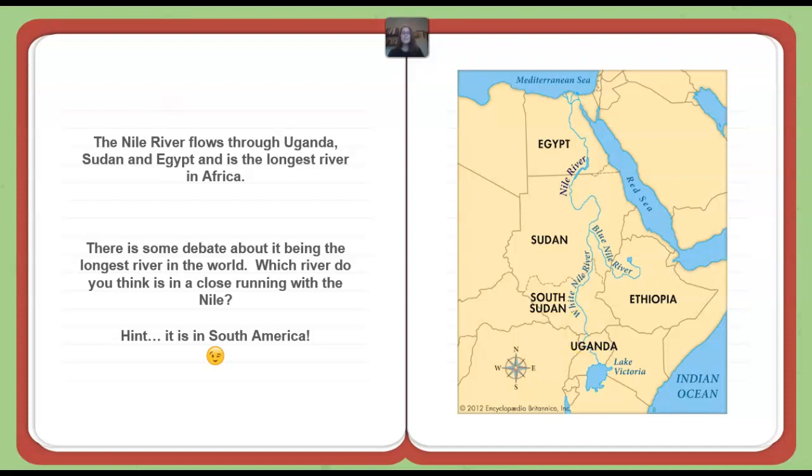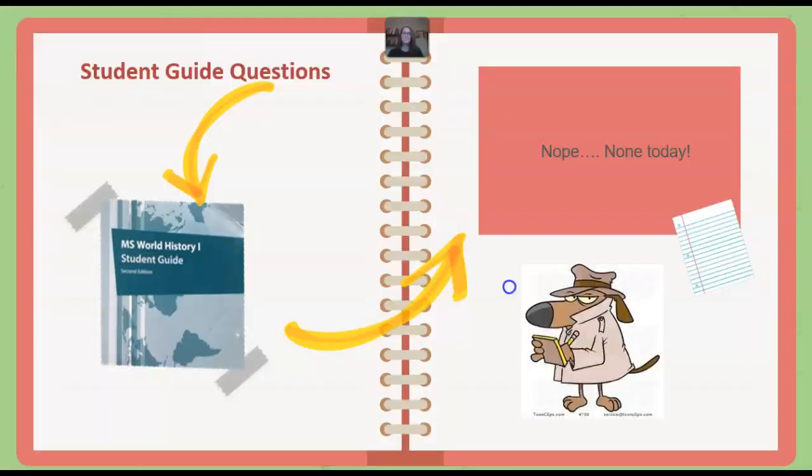Okay, now there is some debate about it being the longest river in the world. You'll see that in our objectives, we stated that it was the longest river in the world. Which river do you think is in a close running with the Nile? I'll give you a hint. It's in South America. You can do your own research on that.